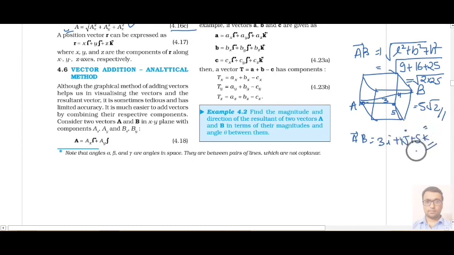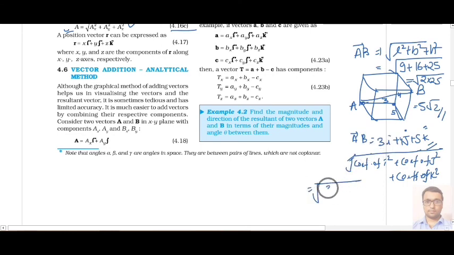So this is the way to represent any vector, and we know that its magnitude is given by the following formula: under root of coefficient of i square plus coefficient of j square plus coefficient of k square. From this formula also you will get the same thing, that is under root of 3 square plus 4 square plus 5 square, and that will come out as 5 root 2.